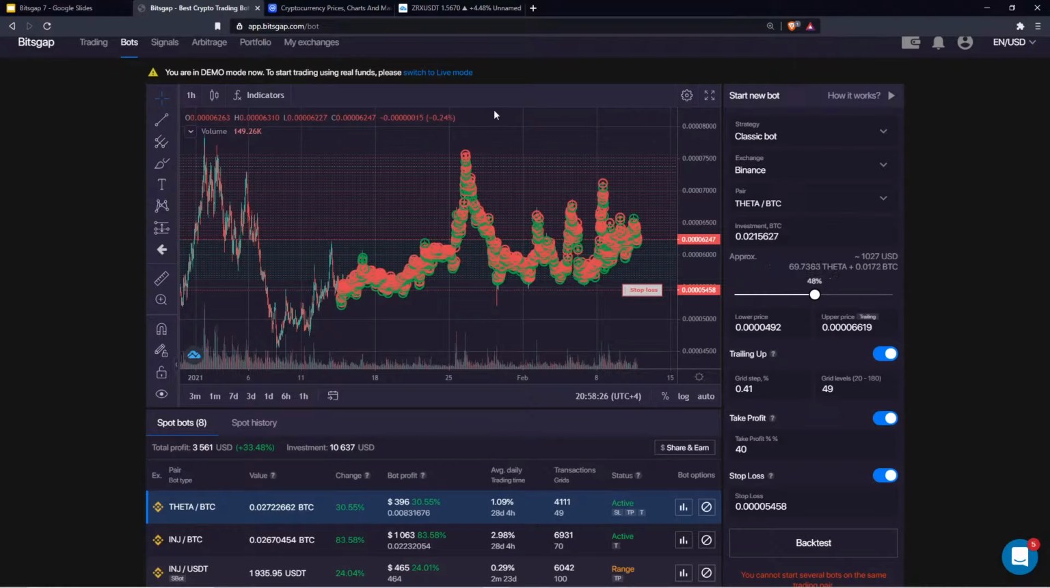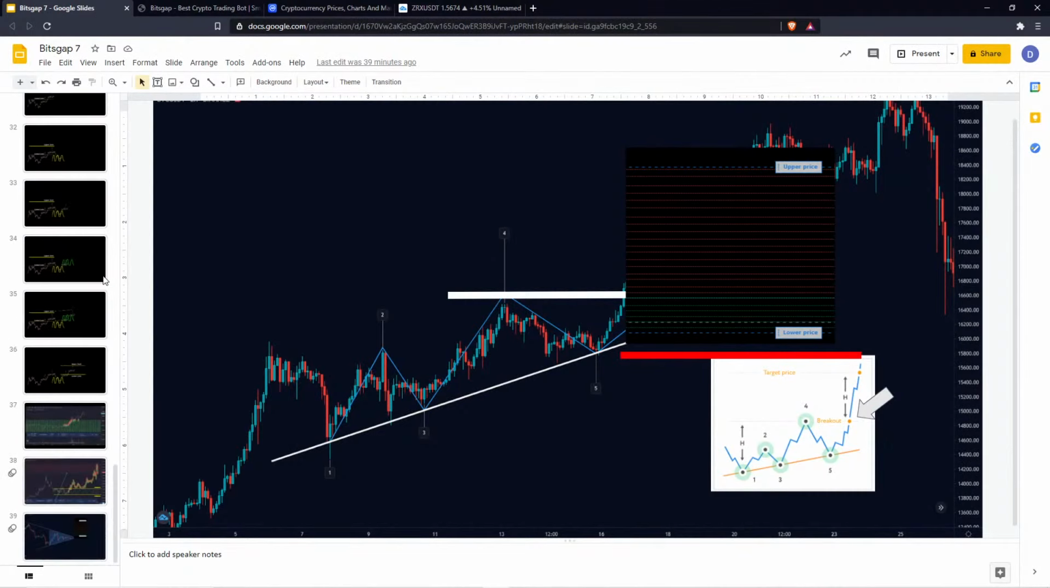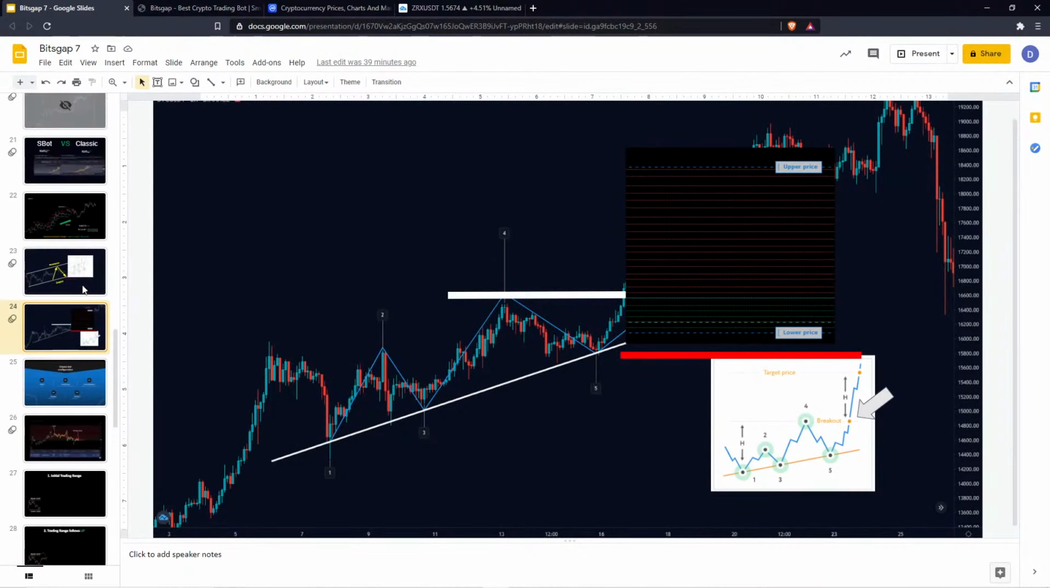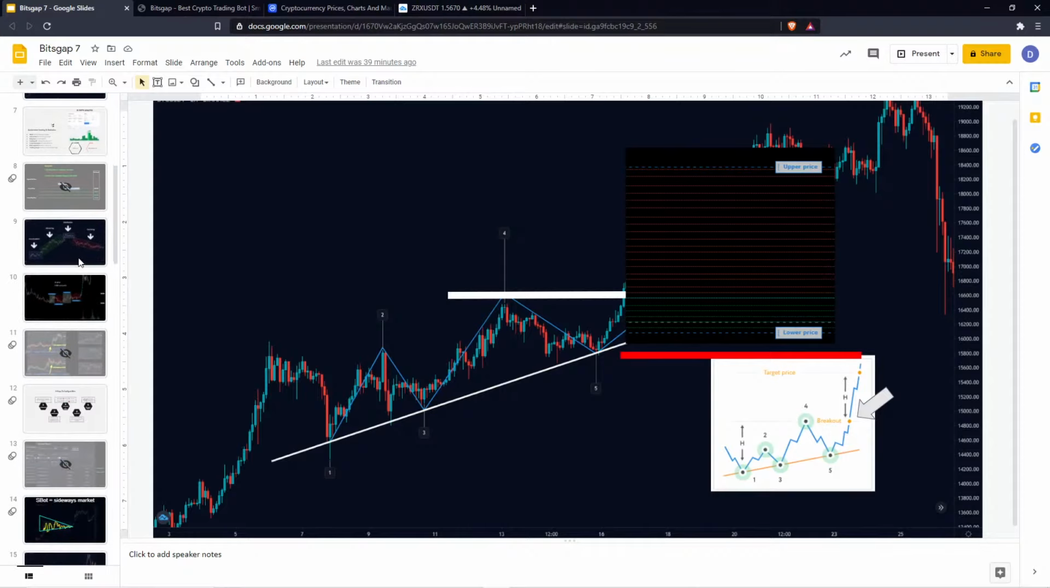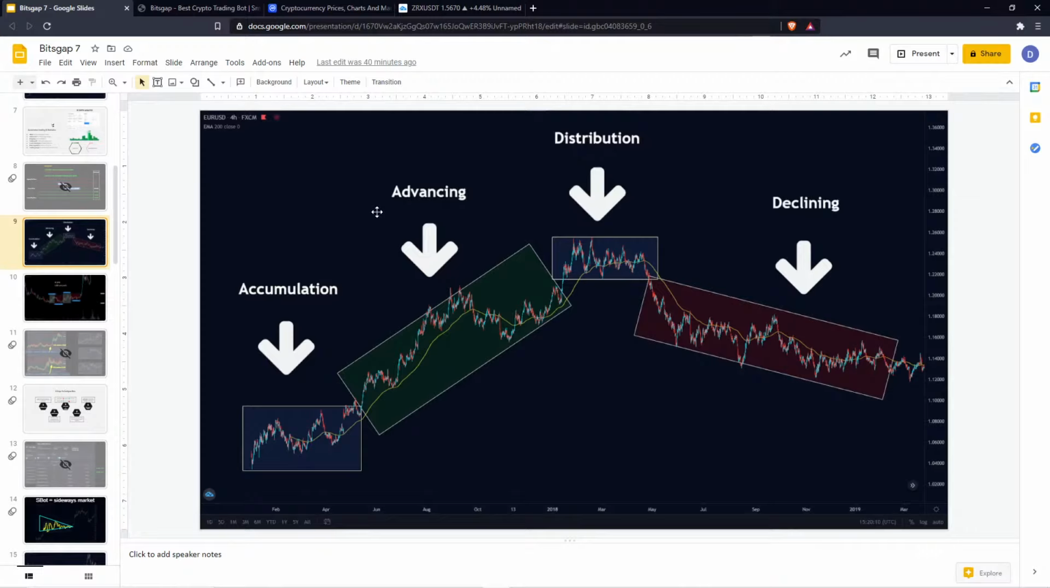Yeah. So what else should we cover today? So yeah, let's just basically make a summary. What we learned today is that there are two strategies depending on the market phase. That's the SBot, which is the best one for the accumulation and distribution phase. And that's the classic bot, which is perfect for the advancing phase. All right. And depending on the strategy that you choose, there are different configurations.